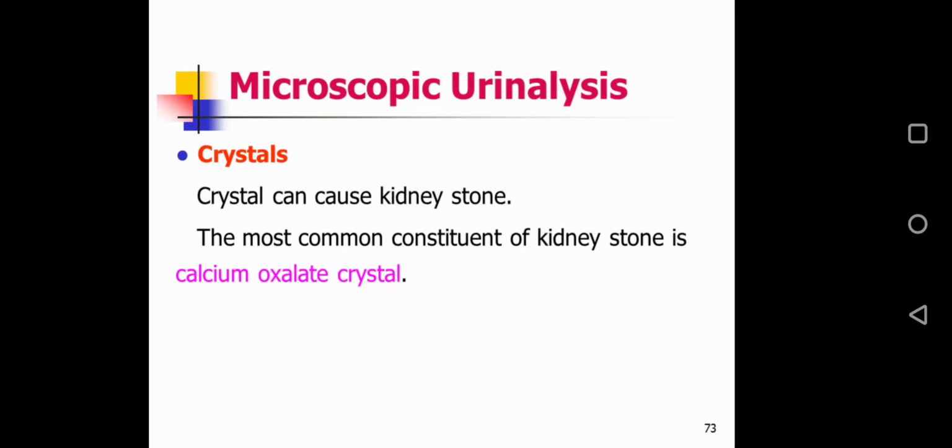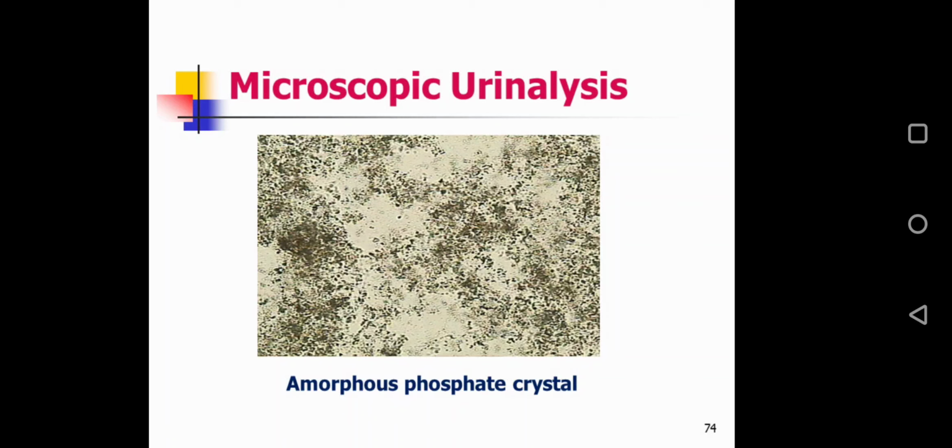Crystals. Crystals can cause kidney stones, but amorphous crystals are also common, such as amorphous urate crystal and amorphous phosphate crystal. The most common constituent of kidney stone is calcium oxalate crystal. Common crystals seen even in healthy individuals are triple phosphate crystals and amorphous phosphate. They've also been seen in renal stones. Amorphous phosphate crystal can be found in normal people. It often appears in alkaline urine.